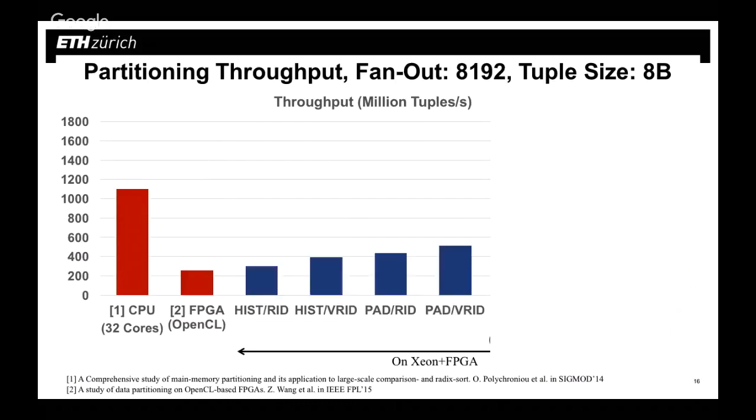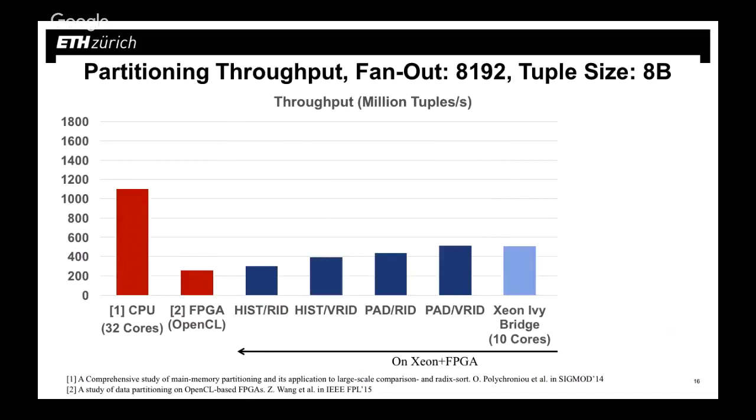Now, the blue bars show the throughput of our FPGA-based implementation. And as we can see, depending on the mode of operation, the throughput changes. So the slowest one is the histogram row ID mode, because the two passes over the data have to be performed, and the key column is read. And the fastest one is the padding virtual row ID mode.